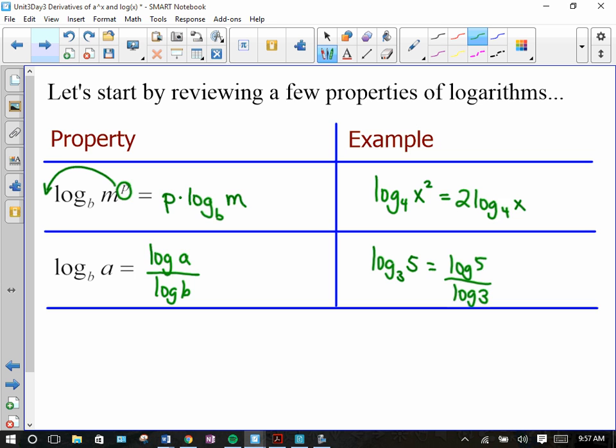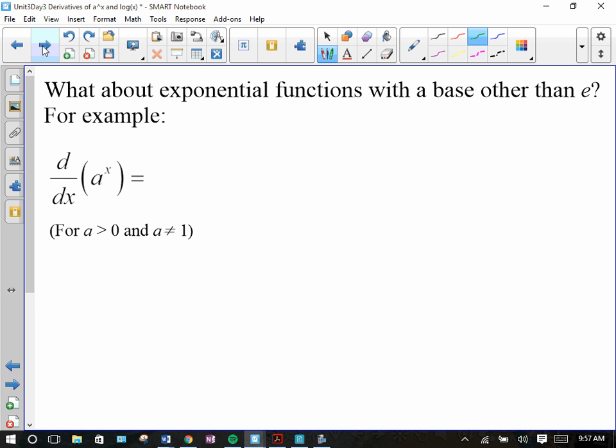Okay, now, what I want to do first is look at exponential functions with a base other than e. Okay? So, what we want to find is the derivative of a to the x power, where a is some number, right? A is something that's not e. So we know y is equal to a to the x power.